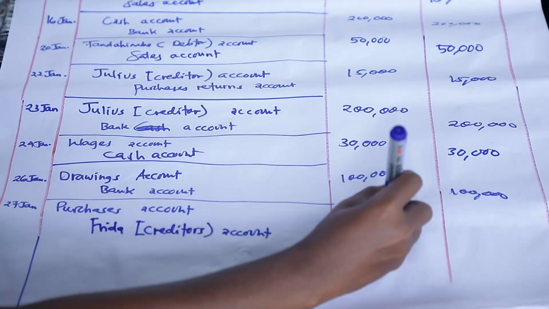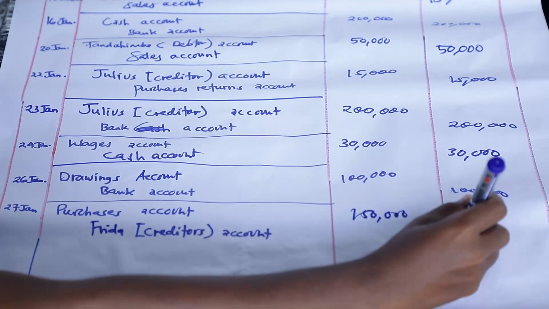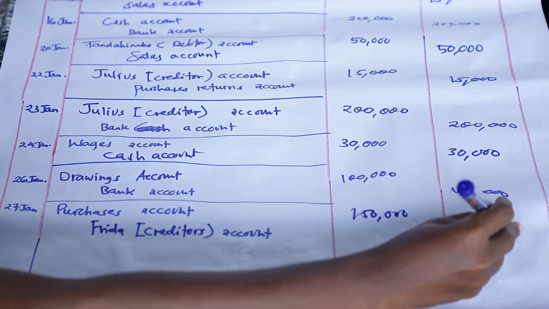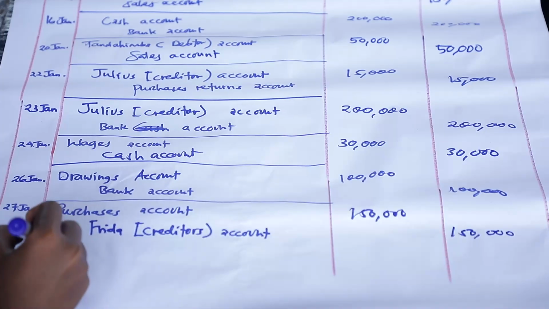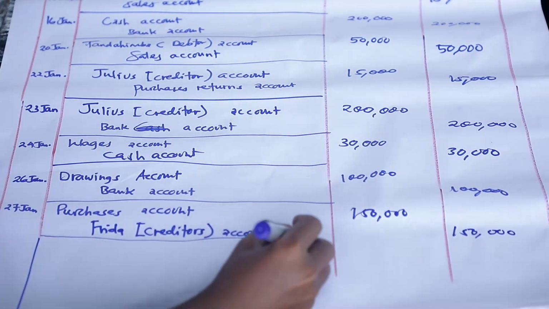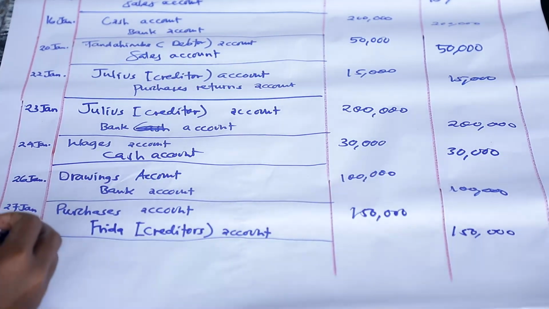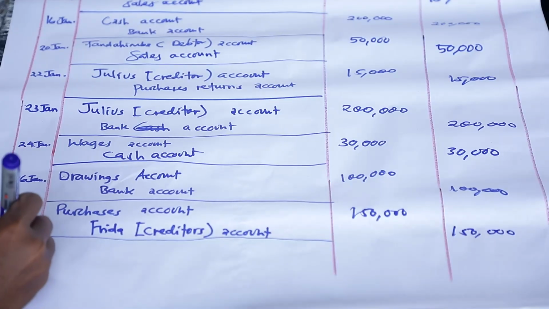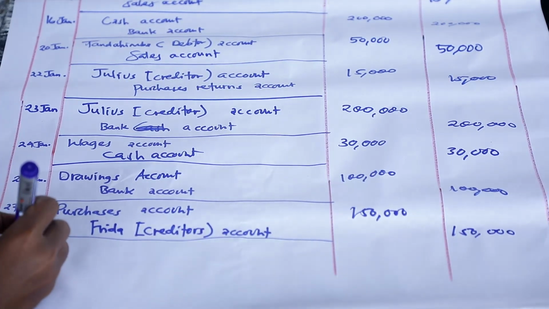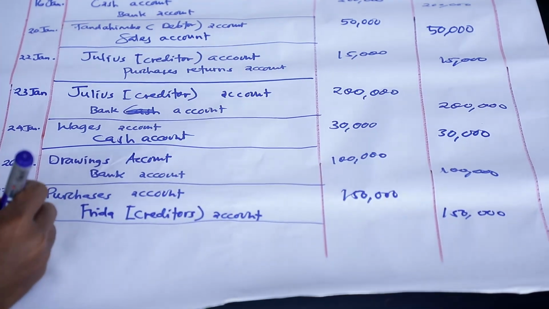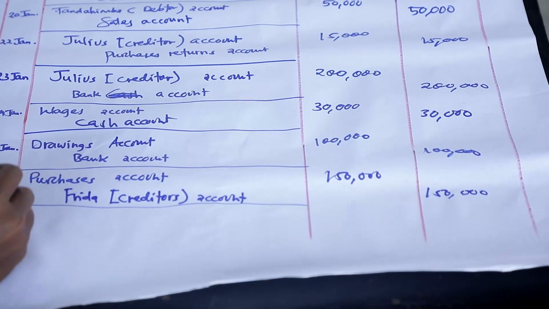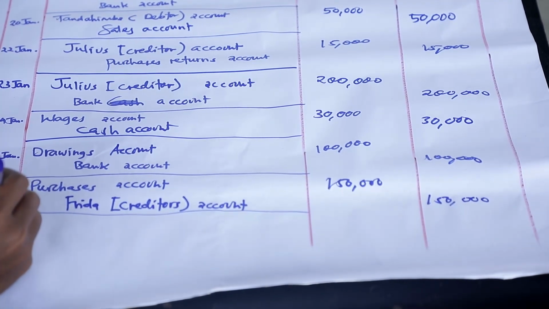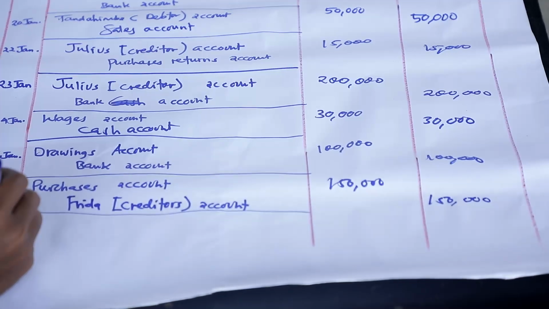150,000. So the next transaction will be on 28th. Tandaimba Limited returned goods because they were expired.